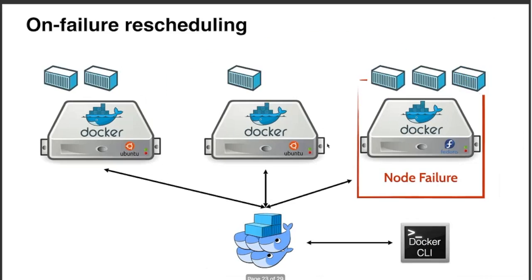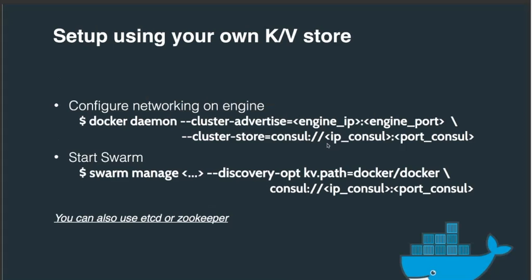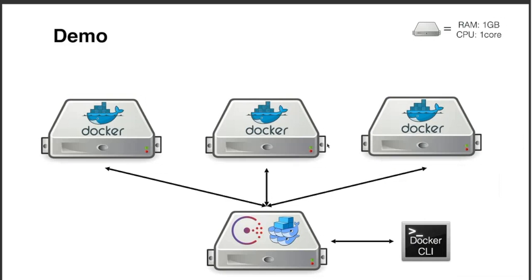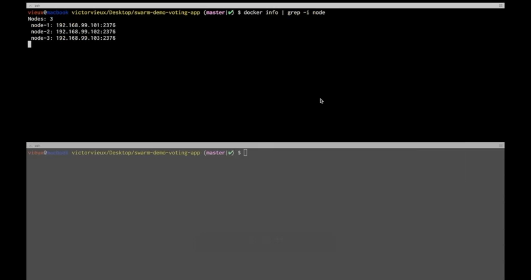So basically, let me go back a bit in the slides. Right, so when I did the setup, all the top three machines had those options. So they are using cluster advertise and cluster store, so they are network enabled. And then I just started the manager by using the same Consul IP endpoint. So I'm just going to use the CLI to talk to Swarm and schedule containers. And so here at the top, I'm going to do a docker info, lots of information, but I'm just going to grab on nodes. And as you can see in this cluster, I have my three nodes, and they're named node 1, node 2, and node 3, and they have this IP.